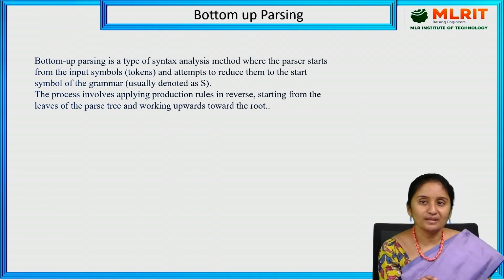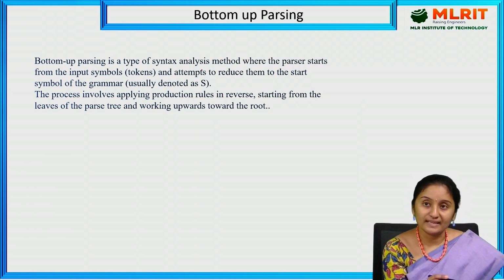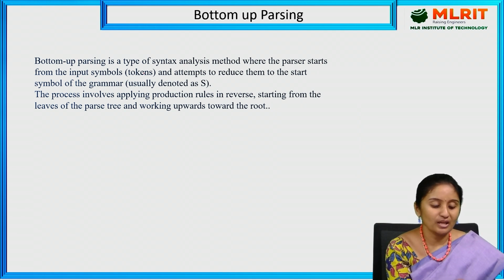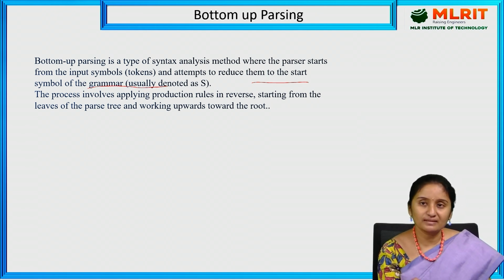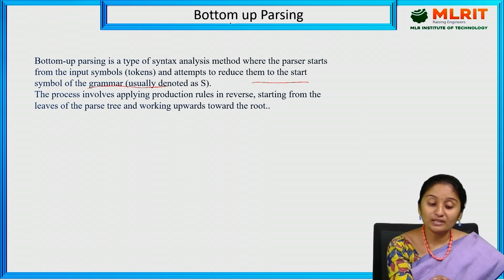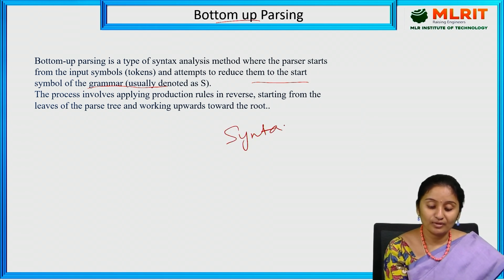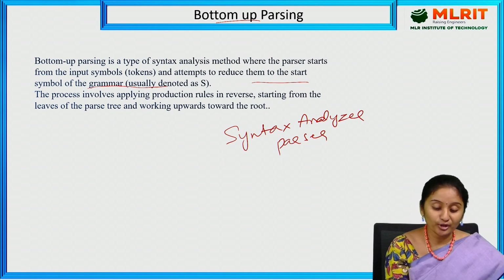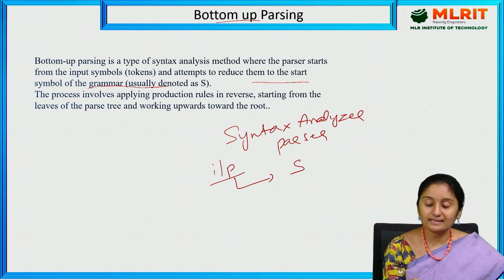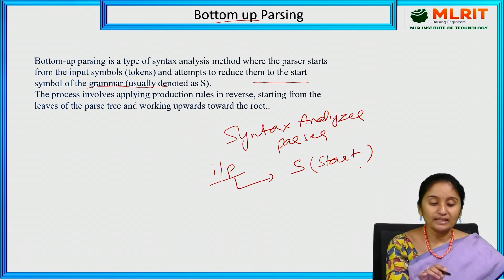Bottom-up parsing is basically a syntax analysis, where the parser starts from the input symbols and attempts to reduce them to the start symbol of the grammar, usually denoted as S. The name itself tells us that it is bottom-up parsing. We call it a syntax analyzer, and a syntax analyzer is a parser. Here we take the input string and reduce it to the start symbol, which is denoted by S. That is bottom-up parsing.